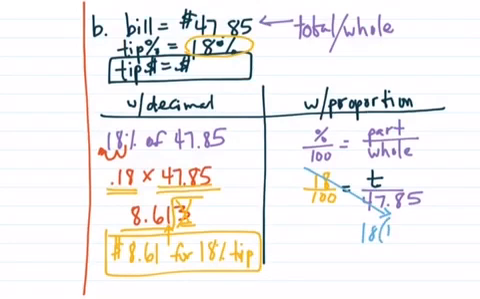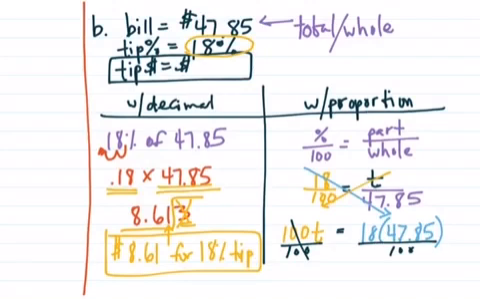So I would have 18 times 47.85. And then on the other diagonal, I would have 100t. Divide by 100 to isolate t. And again, I would get 8.613 when I do that calculation, and then I'm right back to where I was previously as far as the rounding. The 3 doesn't change that, and I'm right back to my original answer.